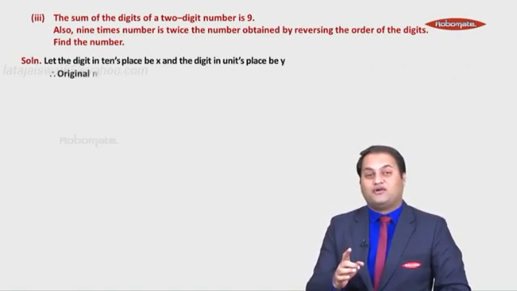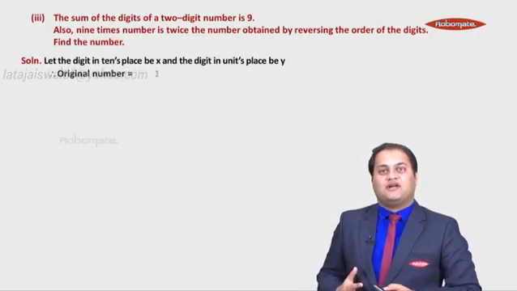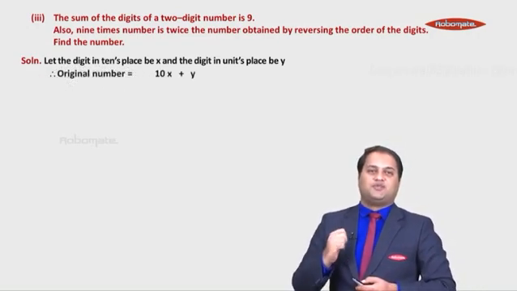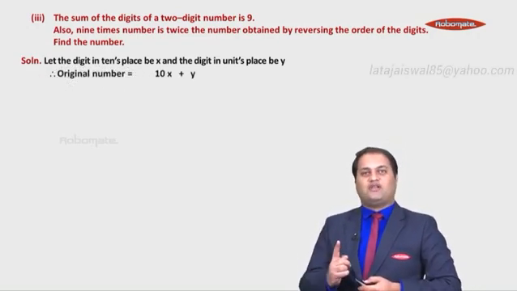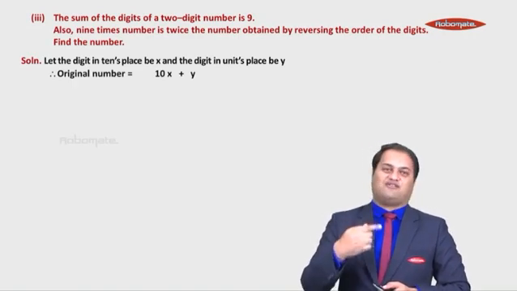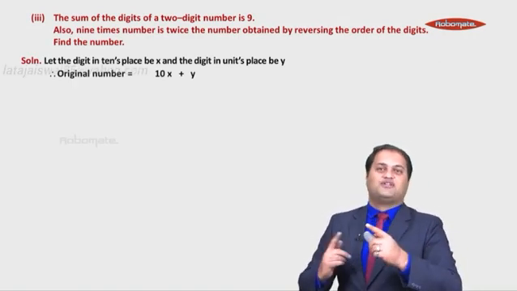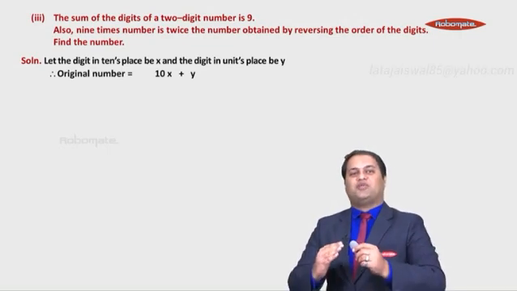And how to find the 2-digit number with the digits? 10 into the digit in the tens place, that is x, plus 1 into the digit in the units place, that is 1 into y, that is y. So the original 2-digit number is 10x plus y.